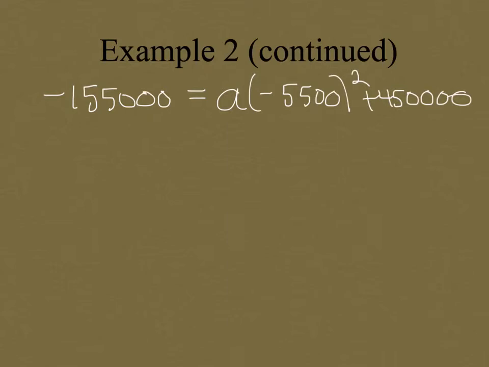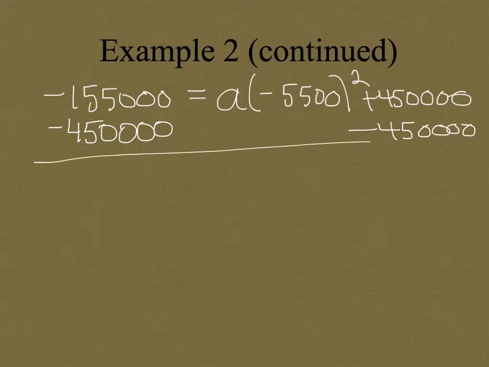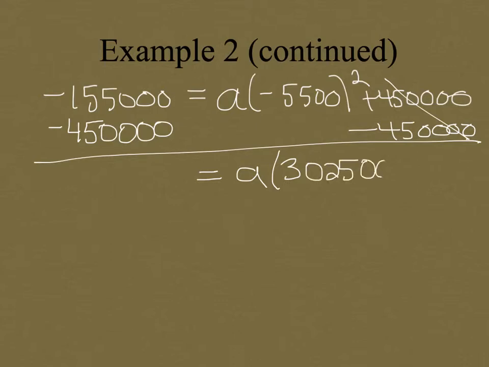So what I'm going to do now, I moved slides here because I was running out of room on the other slide. I'm going to continue solving for A by subtracting $450,000 from both sides of the equation. And that leaves me with A times, I'm going to square negative 5,500. That gives me 302,500,000.